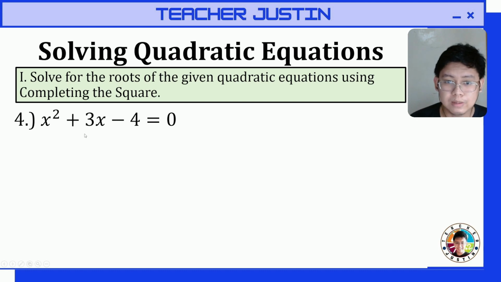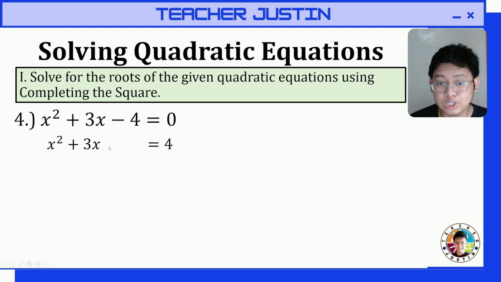from the constant term. So, ilipat natin si negative 4 sa kabila. Changing the sign, we will have x squared plus 3x is equal to 4. Now, yung binomial natin, co-convert natin yan to a perfect square trinomial using completing the square.